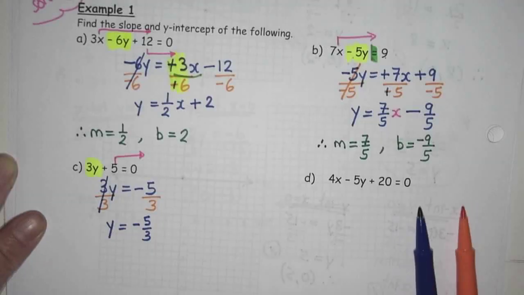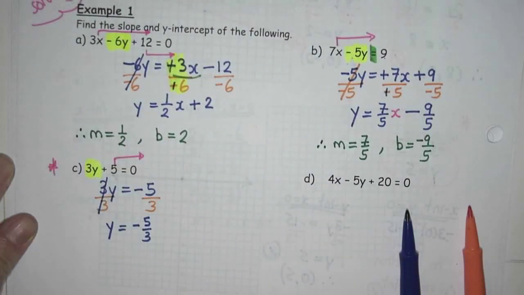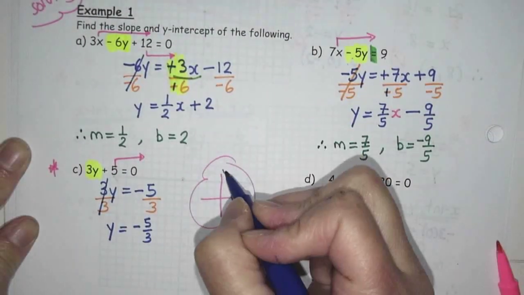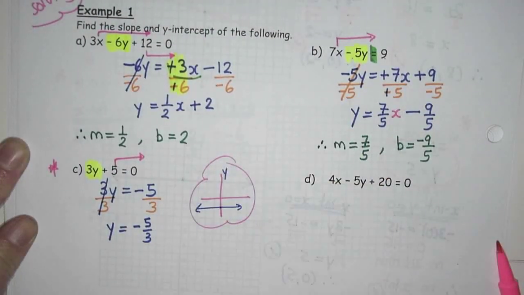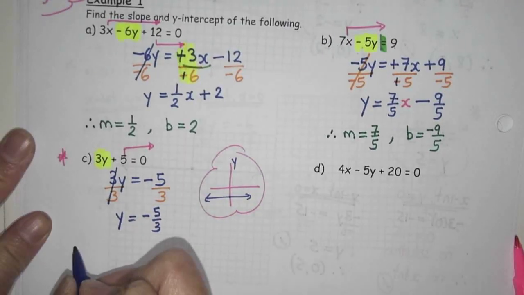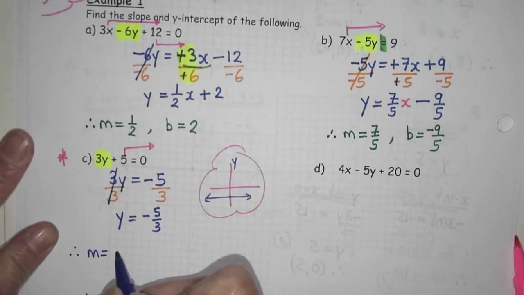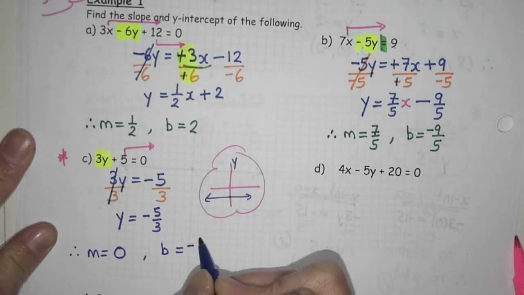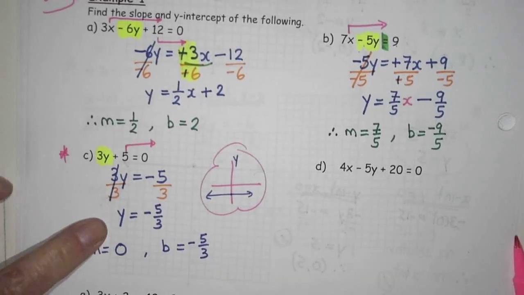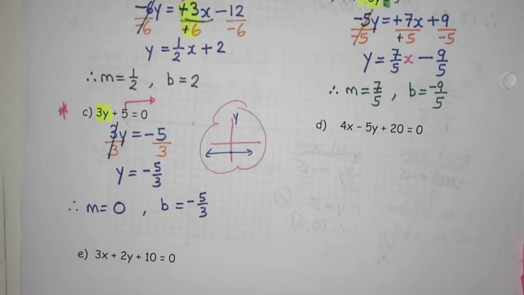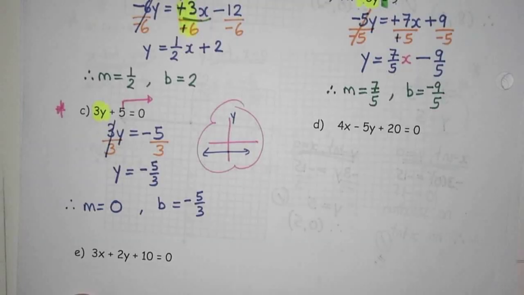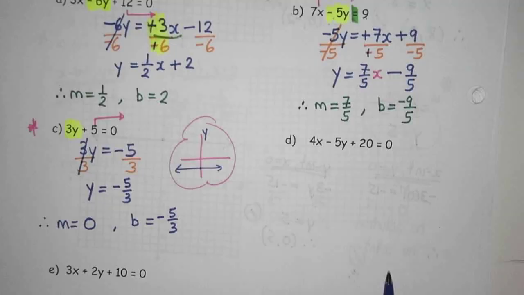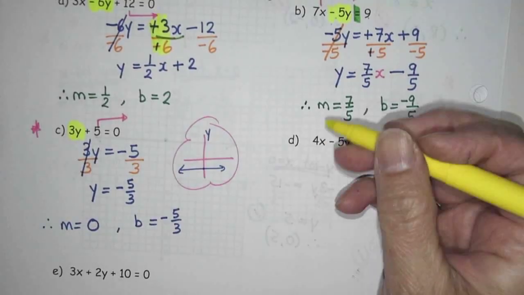So then this is a special case, right? This is my special case where the y equals a number, and it does this. So then I know, therefore, m has to equal 0, because it's horizontal, and my b is the negative 5 over 3. So the b there. So it's a special case. Okay, you can recognize that it's only the y. Okay, and again, you'll start to get used to the special cases.